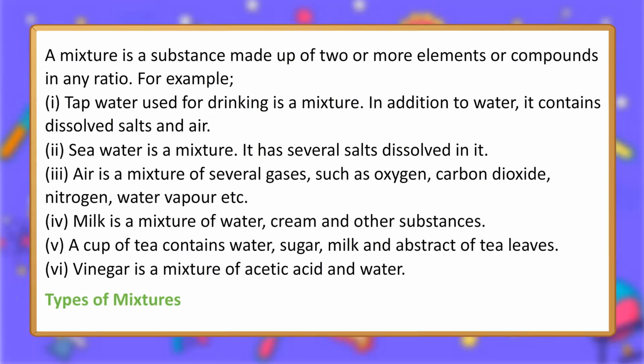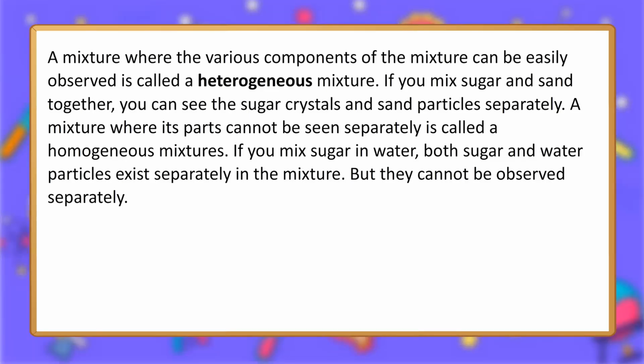Types of mixtures. A mixture where the various components of the mixture can be easily observed is called a heterogeneous mixture. If you mix sugar and sand together, you can see the sugar crystals and sand particles separately. A mixture where its parts cannot be seen separately is called a homogeneous mixture. If you mix sugar in water, both sugar and water particles exist separately in the mixture, but they cannot be observed separately.